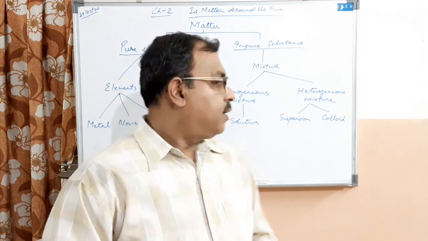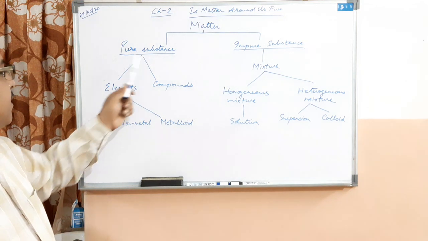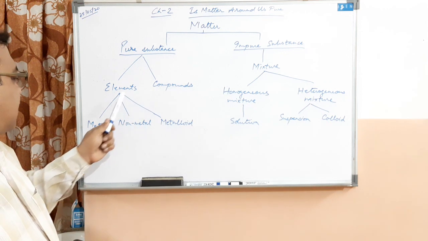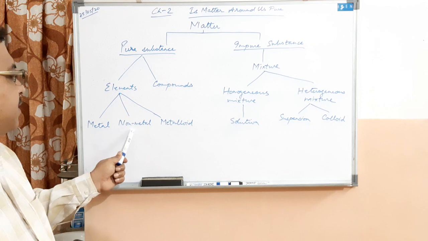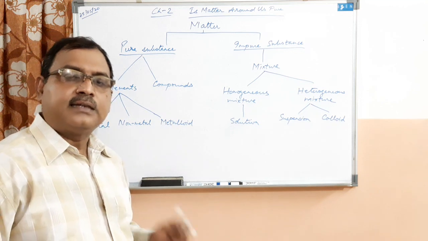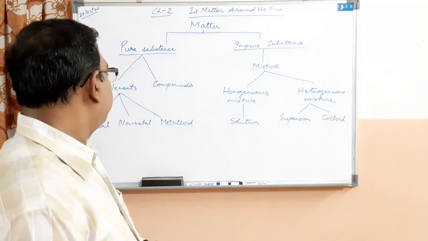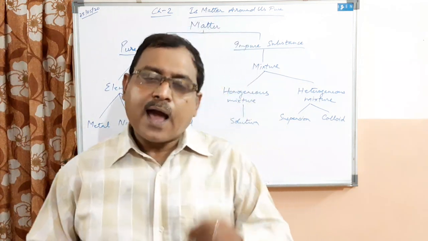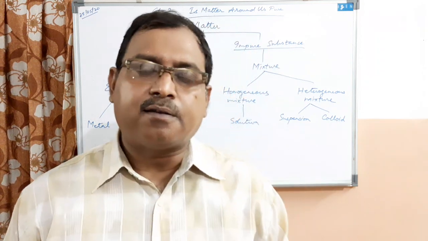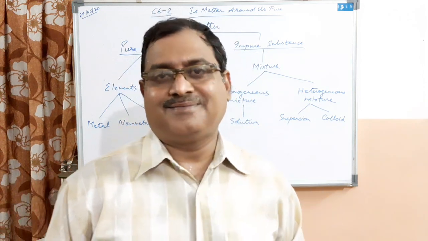So, pure substance is further broken down into elements and compounds. Elements are further broken down into metals, non-metals and metalloids. And then comes compounds, which I already said. Now, very interestingly, why is hydrogen considered as an element and why is water considered as a compound?